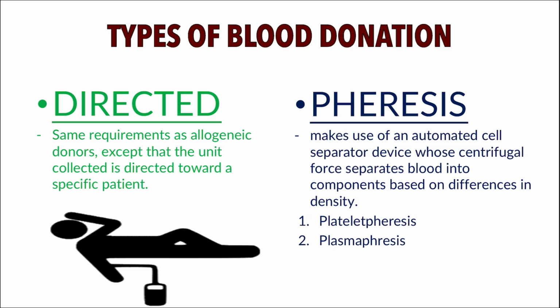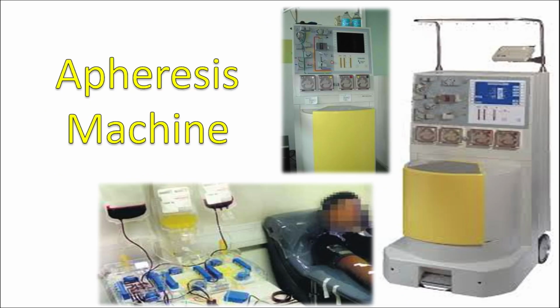That is apheresis, A-P-H-E-R-E-S-I-S. Leukapheresis, you only need WBCs. And then double RBC apheresis, you only need RBC. So anything that you don't need will be returned to the donor.